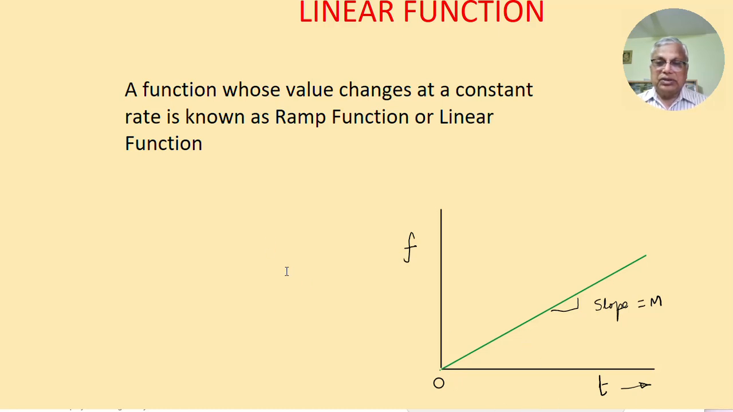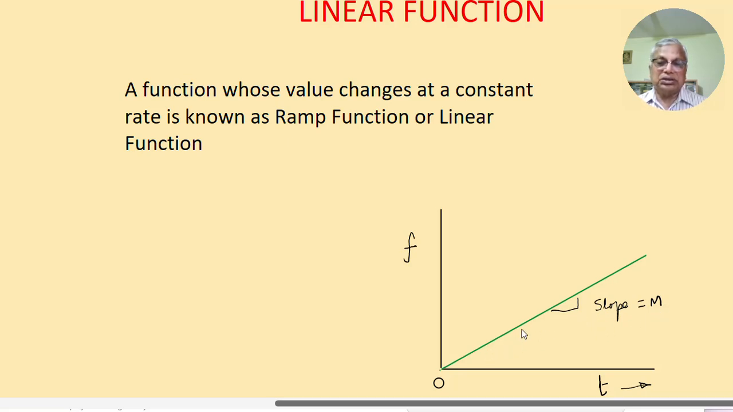If we make a sketch of this function, it is going to look linear, a straight line as shown here. So it's a straight line, the slope is m. Slope represents the rate of change of this function. And for a straight line, the slope is constant. So the rate of change or the slope m is constant. So the function changes at a constant rate m.